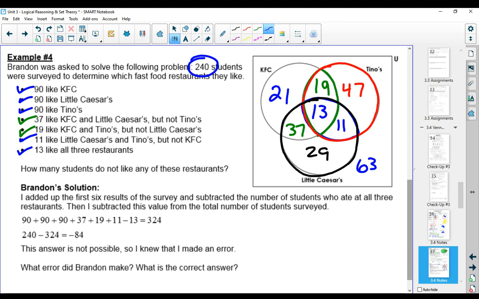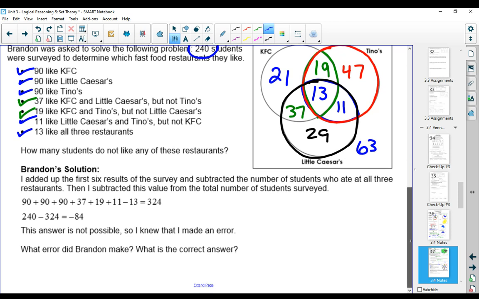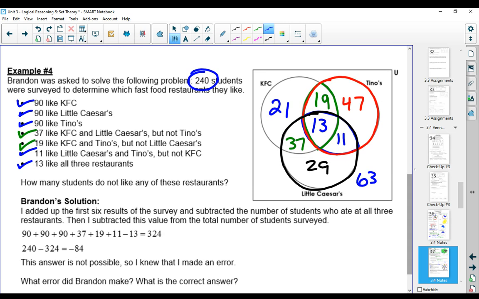So again, if we look at Brandon's solution here, he said he added up 90, 90, 90, 37, 19, 11, and then he subtracted the 13 and he got 324. And then he has 240 minus 324 equals negative 84. Well, what's the error that he made? He didn't account for the people that are not included in any of the survey. The way he's done the question, he's assumed that all people like at least one of those three. Okay, and so we've already done the correction of the error by doing the question.